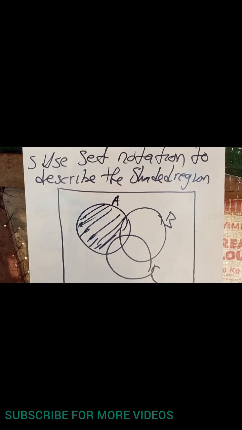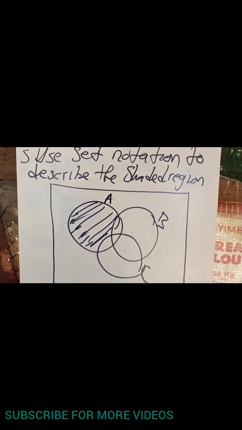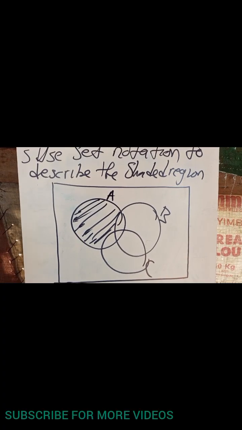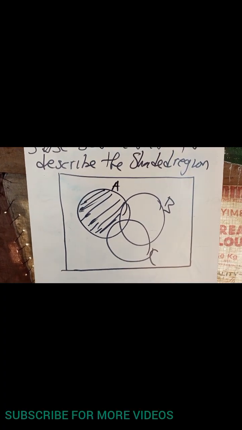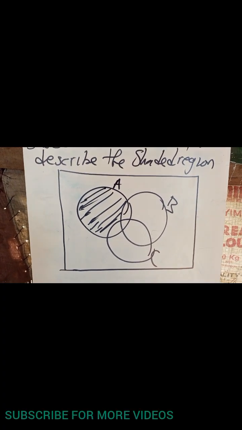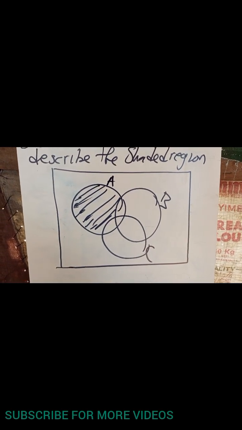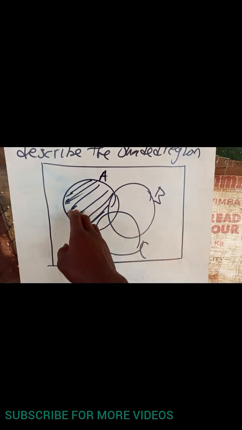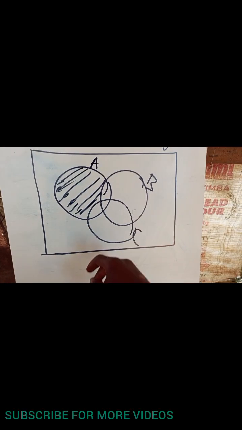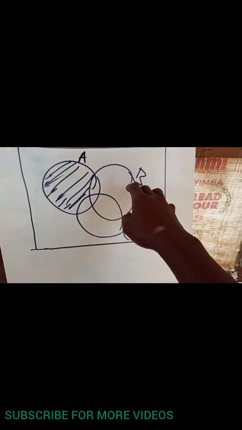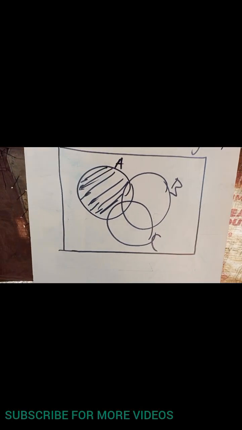Question 5, you have a question on sets. Use set notation to describe the shaded region. So the region that is shaded, we have the intersection of A. The intersection of A is the region that is shaded. The region that is not shaded is B union C.